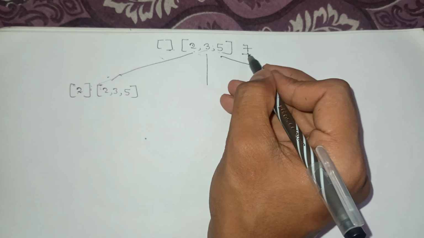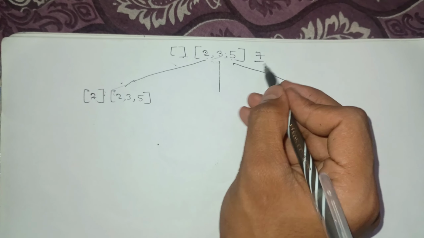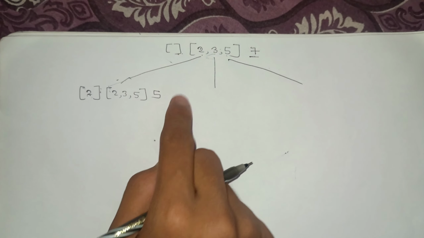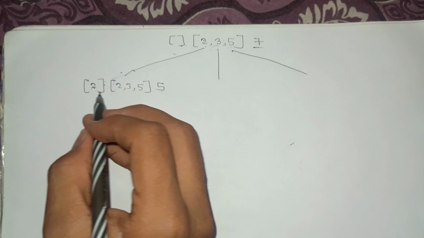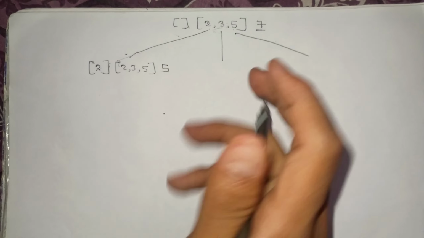Then we will subtract 2 from 7, and the remaining will be 5. Our target is only 5 left. As we have added 2 here, the left target is 5. Okay, I hope you understand this.